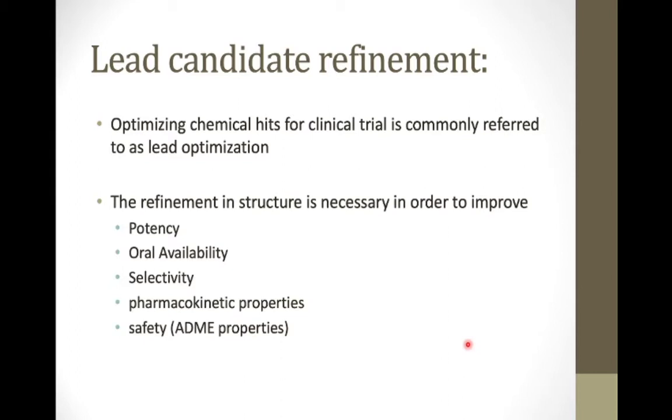So how do we refine our lead candidate? We have to optimize the chemical hits for the clinical trial. This is commonly referred to as lead optimization. The refinement of the structure is necessary in order to improve, for example, the potency, how effective the drug is going to be at a low dosage, and the oral availability. Most drugs are made as capsules for oral route. Also selectivity, the pharmacokinetic properties, so things like its excretion profile, whether or not it's stable, and then also the safety as well as the ADME properties.